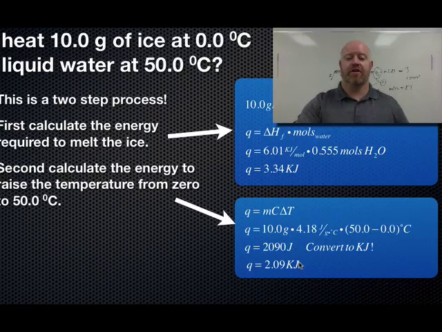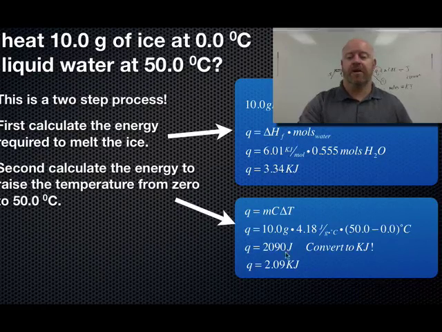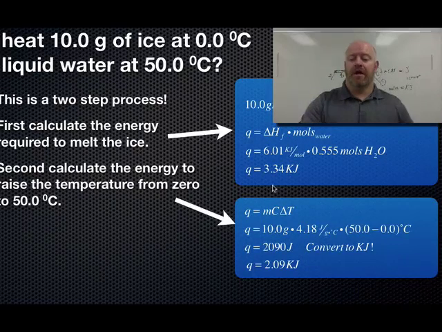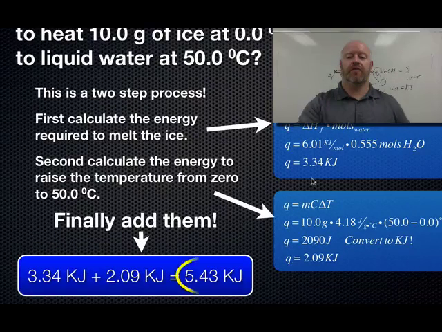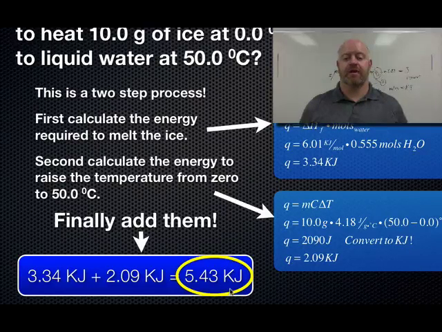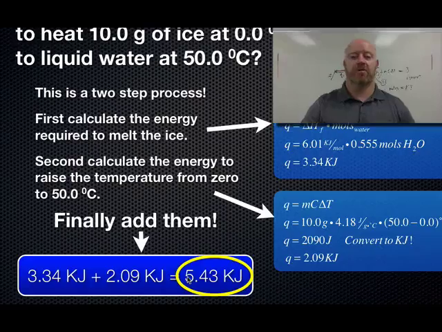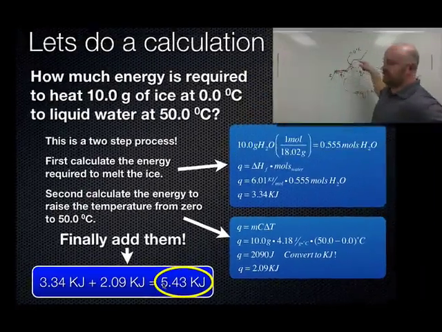Now I could have converted this one to joules. It's just, it means the same thing. I don't care which one you do. Okay. Now last step is add them together. Okay. So I take the 3.34 plus the 2.09, adding those two together, and I get 5.43 kilojoules of energy. Okay. This number should be positive because we're warming it up and we're absorbing energy.